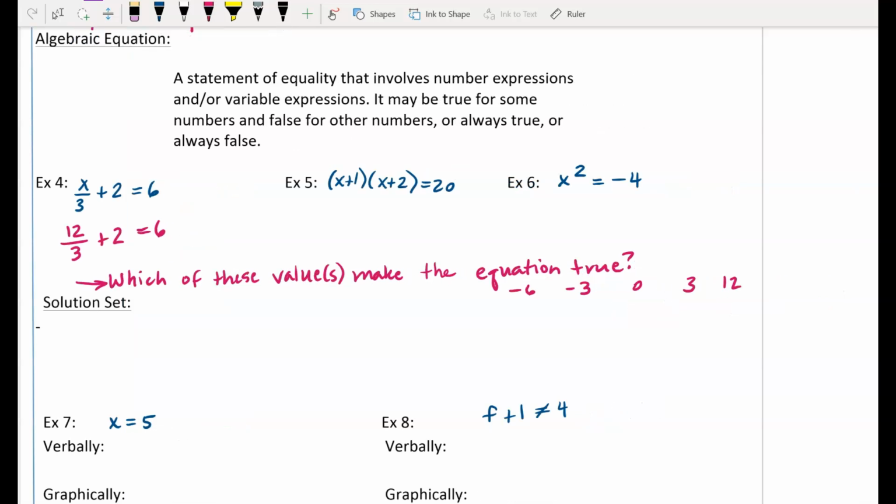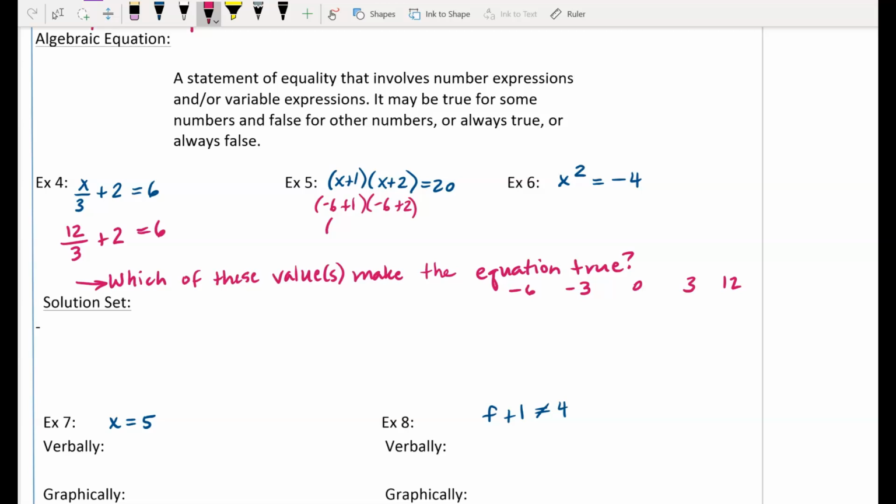So let's test these same values in our next equation to see if any of these values for x give us a true statement. I'm going to do the same thing I did before. I'm going to substitute negative 6 for the x. Now notice when I substitute, I have to take the x out when I put the negative 6 in.